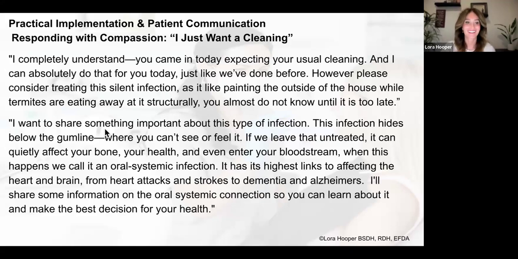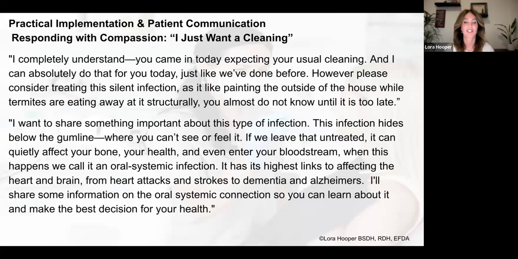Another thing that you can say is, I want to share some important information about your specific type of infection. This infection hides below the gum line. It's actually in the tissue and in the bone. Many times you do not feel it until it's a very advanced infection, or what we say, almost too late to treat. If we leave this untreated as it is right now, it can quietly affect your bone, your health, and even enter your bloodstream without you even knowing.